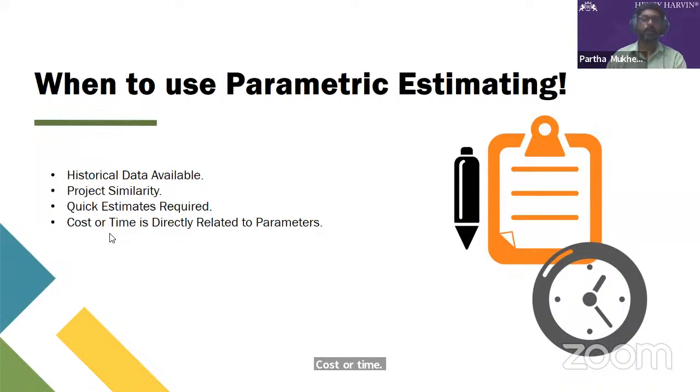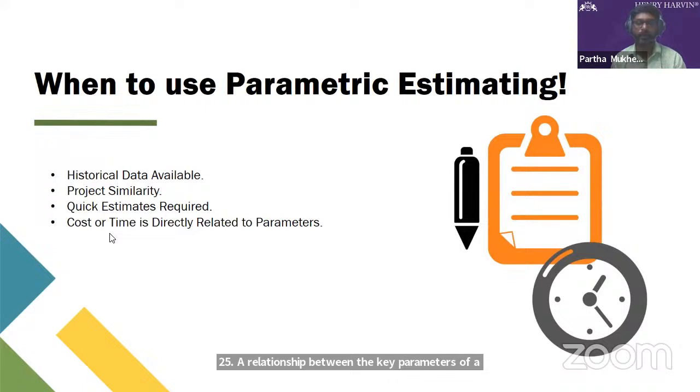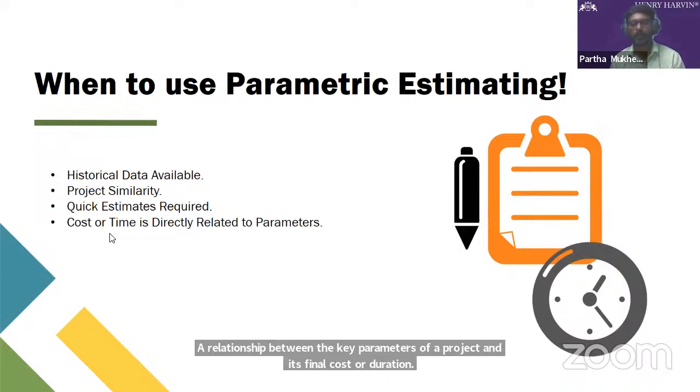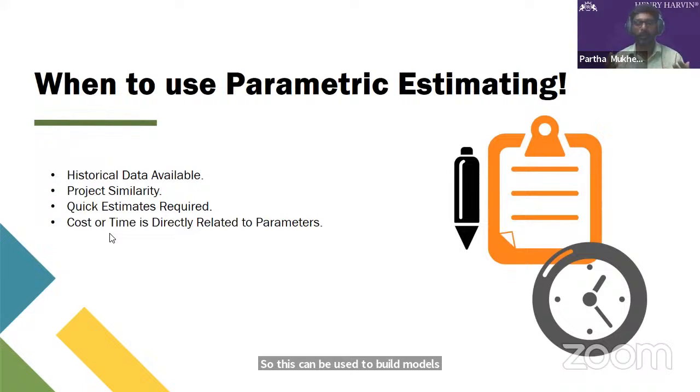Cost or time is directly related. When the cost of the project or the time definitely depends on a certain number of parameters, we can prepare this parametric estimation. There exists a clear quantifiable relationship between the key parameters of a project and its final cost or duration. This can be used to build predictive models that estimate the project's outcome in terms of input relevant parameters. For example, the total cost in a construction project is usually strongly correlated with the square footage of the building.